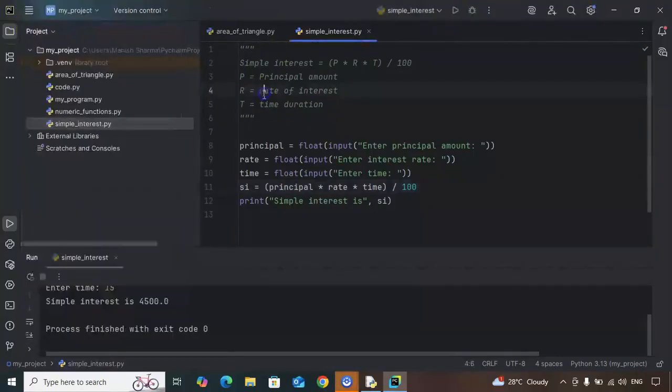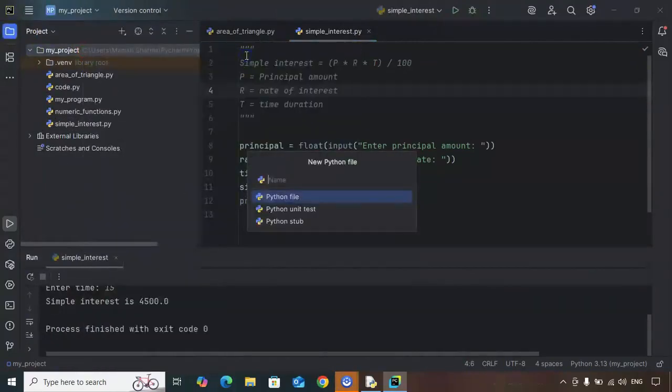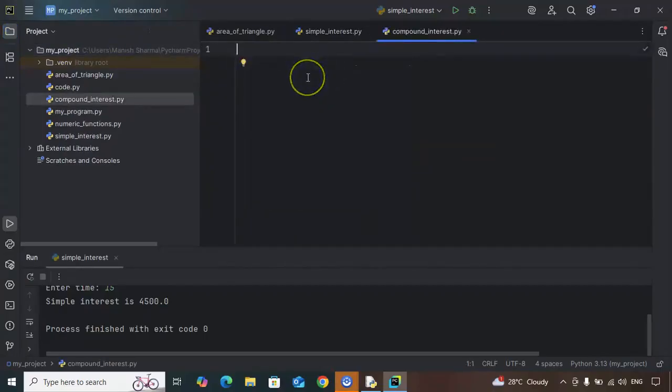So not new project, sorry, come here. Go to new, right click new, and write another file name, compound interest. You can write in the same program, but let's create another one. So what is the formula for compound interest?